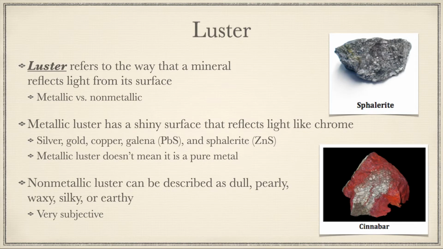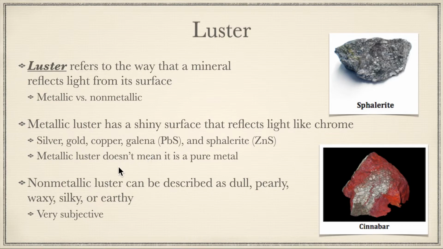So luster. Luster refers to the way the mineral reflects light from its surface. Our first major division is metallic versus non-metallic. So you pick up a mineral, you look at it, and does it look like a metal or not? Sphalerite up here is metallic in luster, and then cinnabar down here is non-metallic. Metallic luster has a shiny surface that reflects light like chrome, so it looks like a metal. Silver, gold, copper, galena, which is a lead sulfide, and sphalerite, which is zinc sulfide, all have metallic lusters.